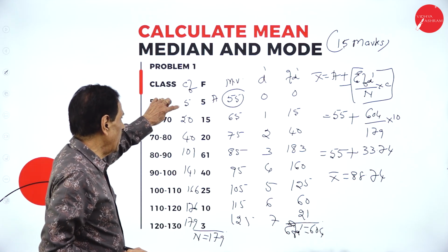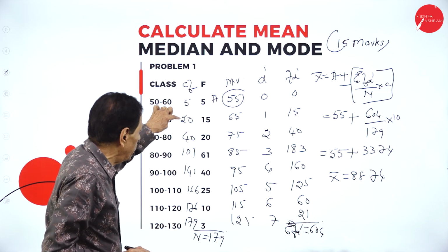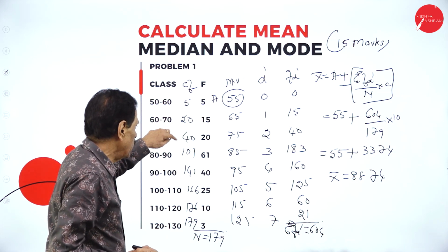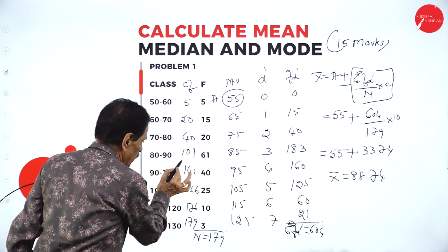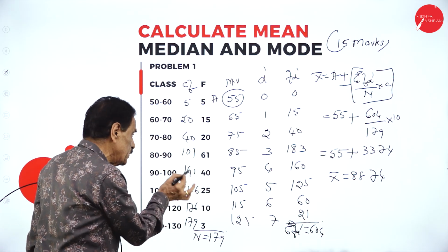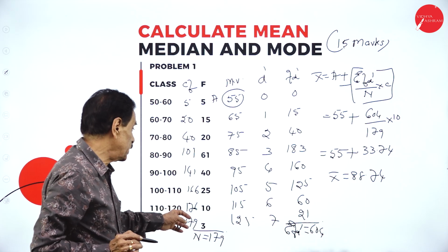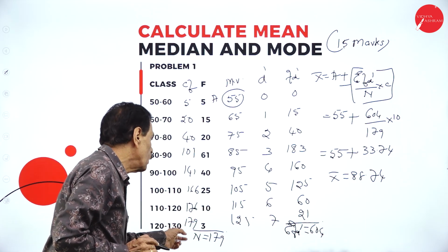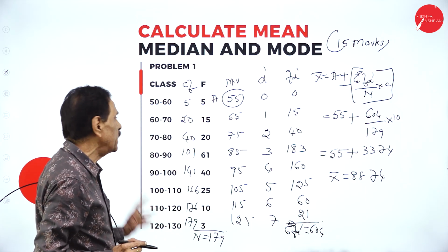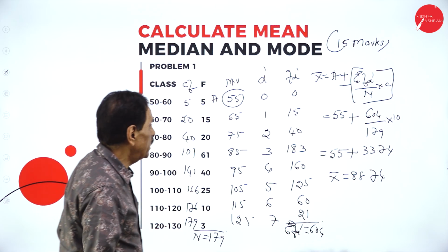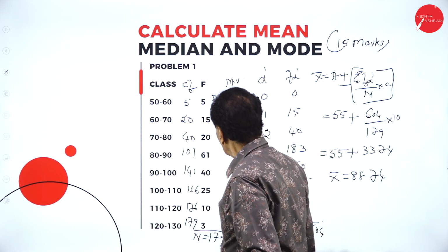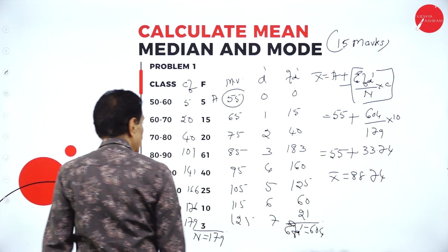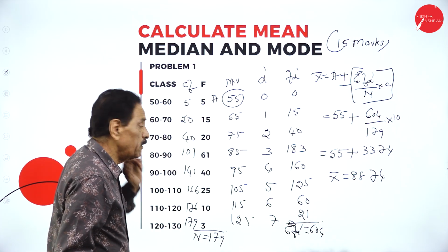What is the first number? 5. 5 plus 15, 20. 20 plus 20, 40. 40 plus 61 is 101. 101 plus 40, 141. 141 plus 25 is 166. 166 plus 10, 176. 176 plus 10 is 179. Now, you find out n by 2. What is your n by 2? 89.5. Where will the 89.5 come?